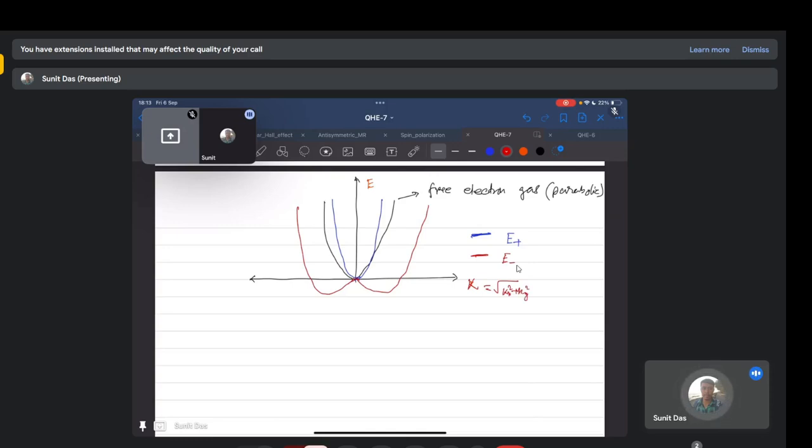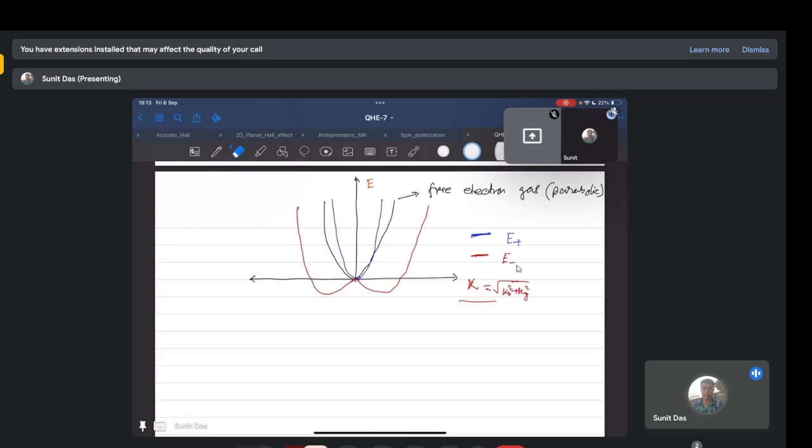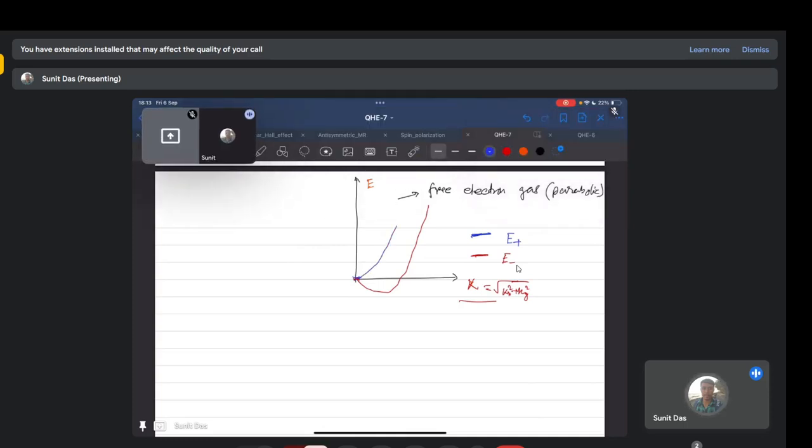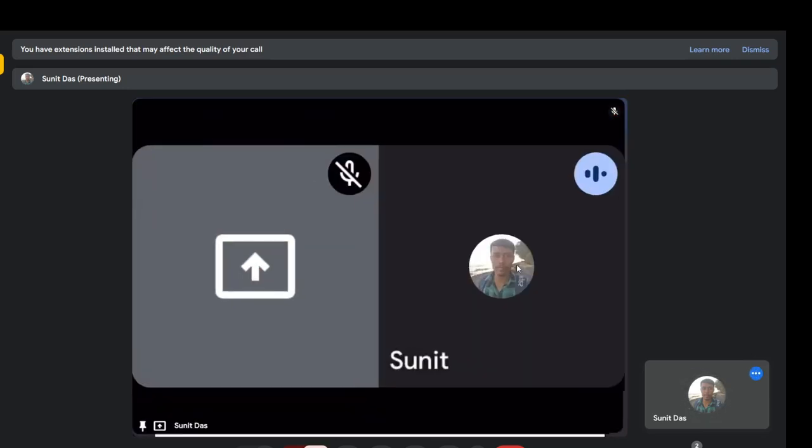In fact, this is not an appropriate plot, in the sense that k cannot be negative, right? This is the mod of some square quantities, so I should not draw this sector when I draw with respect to k. So this can only go this way. So this is the Rashba model's eigenenergy.